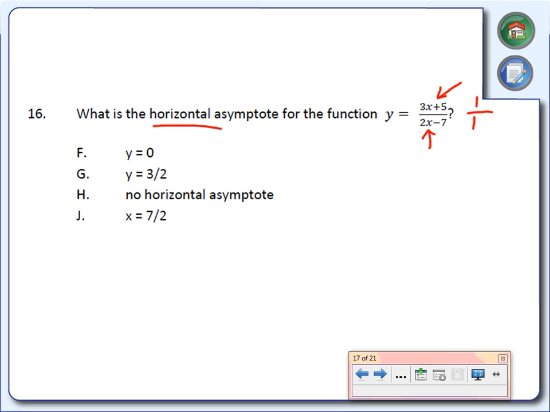What we said is anytime the degrees are exactly the same, we're going to take the leading coefficients, which in our case are the 3 and the 2, and we're going to divide. So 3 divided by 2 is just 3 over 2. Therefore, our horizontal asymptote should be y equals 3 over 2. That's only if they have the same degree.